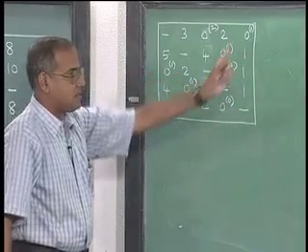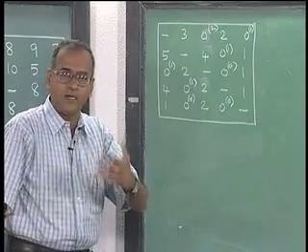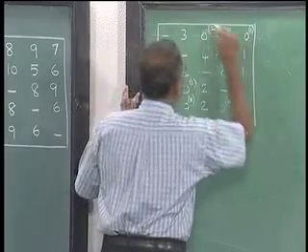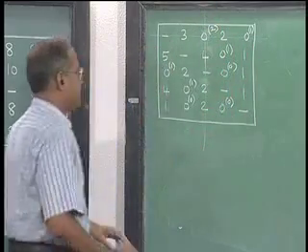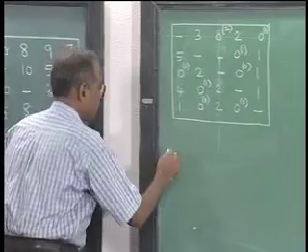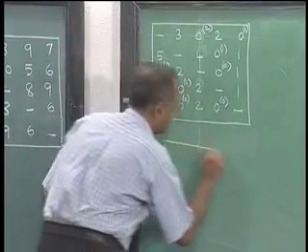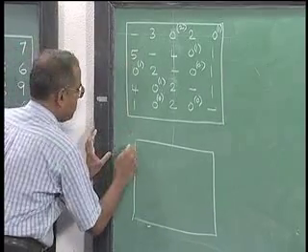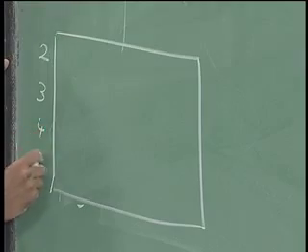Now, in this case we have decided to allocate x13. So, what we do here is leave this row, this column, and create a 4 by 4 matrix. Now, this 4 by 4 matrix will look like this. This will have 2, 3, 4 and 5.